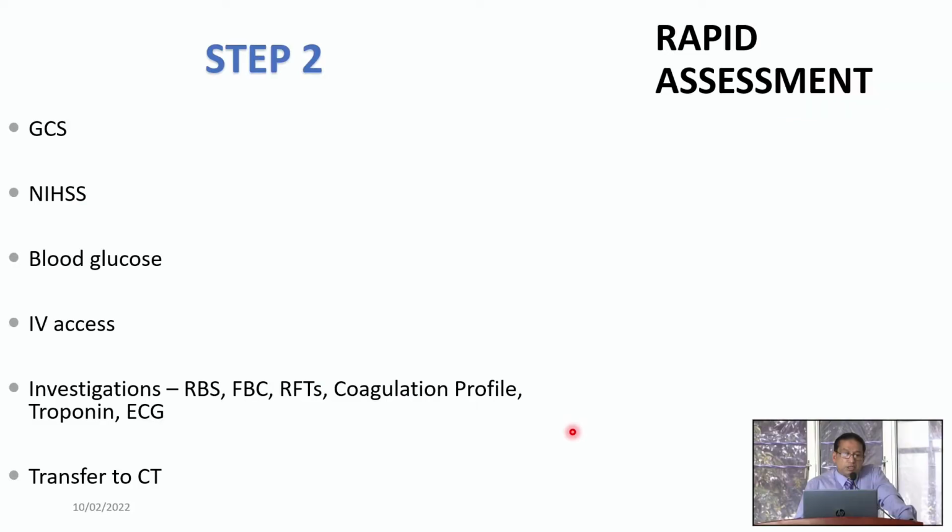Then the assessments. It's very important that we record the GCS and the National Institutes of Health Stroke Scale. Blood glucose is the most essential step, because hypoglycemia is a very common stroke mimic. Establish IV access, send the investigations, and then transfer the patient to the CT.